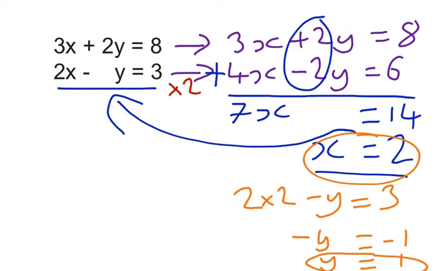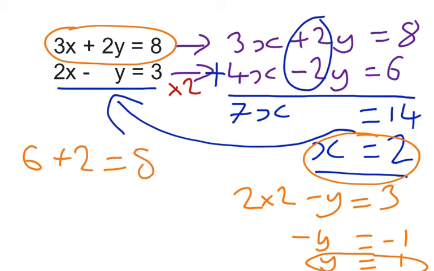I'm going to check both of those in the other equation. x equals 2, so 3x equals 6, plus y equals 1, so 2 times 1 is 2, that equals 8, which is what we were expecting, so we've got it right.